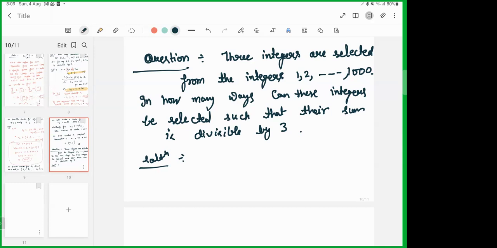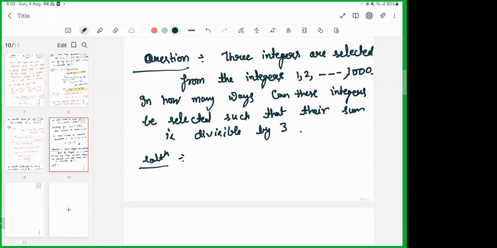Each class is divisible by 3: 1 mod 3, 2 mod 3, 3 mod 3. Anything you choose, if you choose 3 numbers from the same class, then they are divisible by 3. But there is also another choice remaining. What is that choice? Can you see? If you are choosing 1, 2, and 3, then they are also divisible by 3. So such numbers are like one from each class. There are two possible choices.